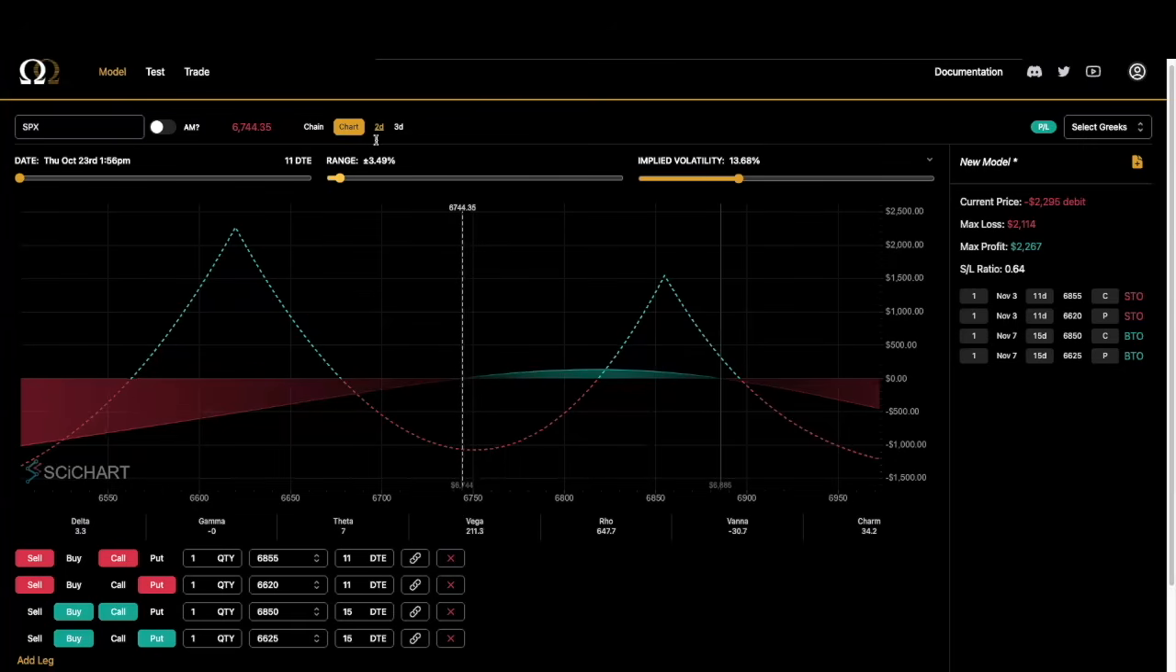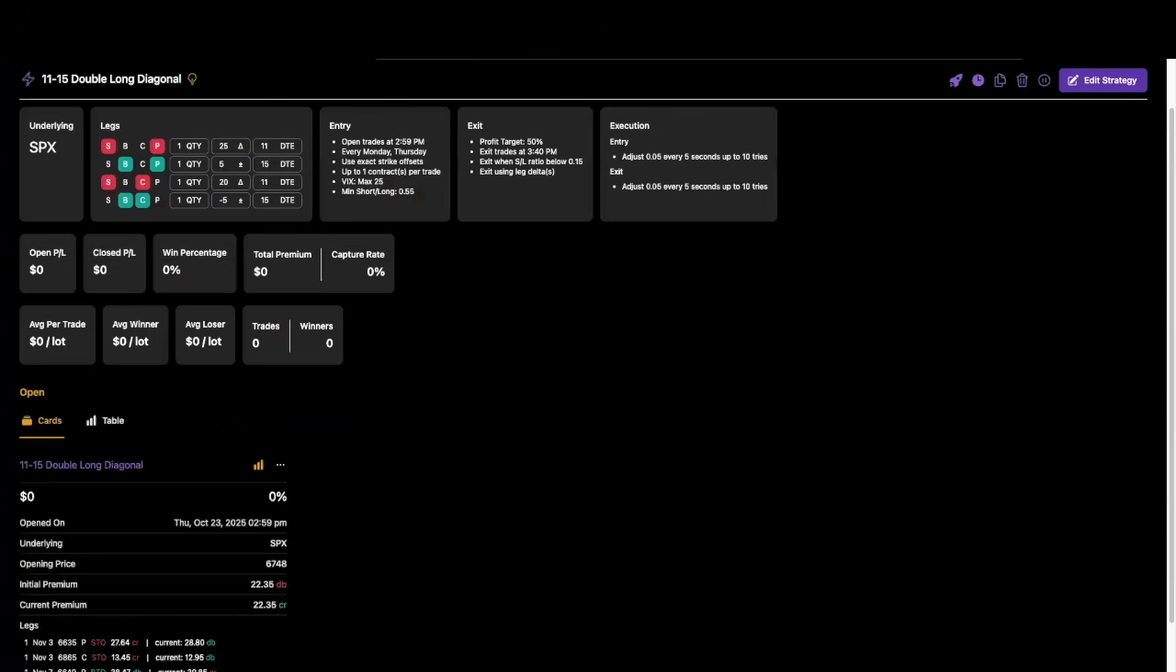All right, I go through the back testing, looks good. I'm happy with it. I look at the modeling, that helps me understand it, get a better feel of it. And then what's the last thing that we do? Last thing we do is put the trade on. And you can see I put this on today, Thursday, Oct 23 at 2:59. I put on the trade. This is the first one, 11.15 double long diagonal.